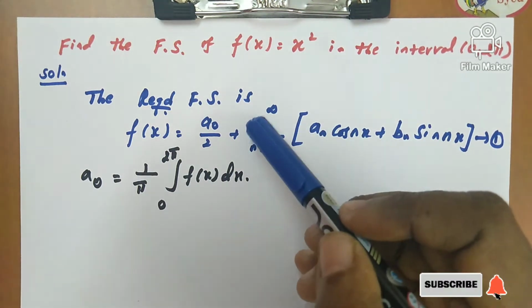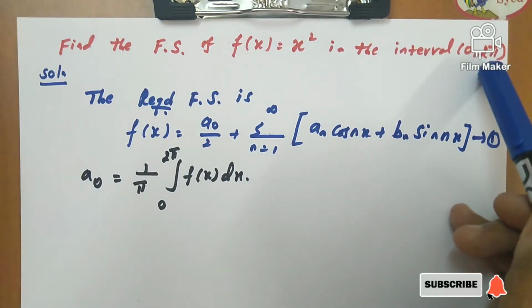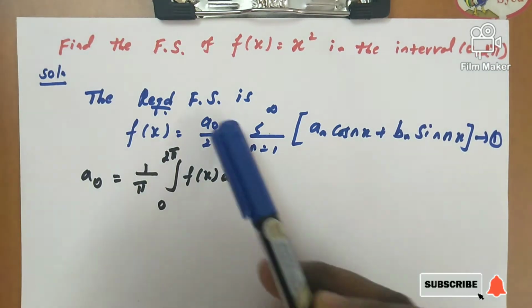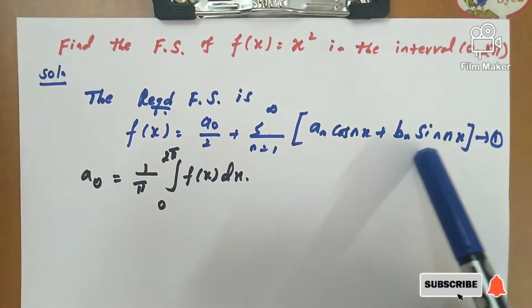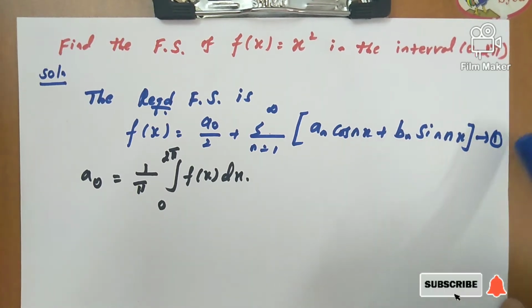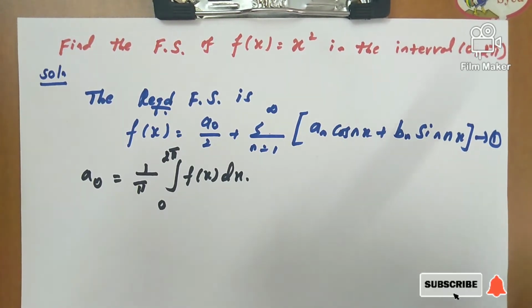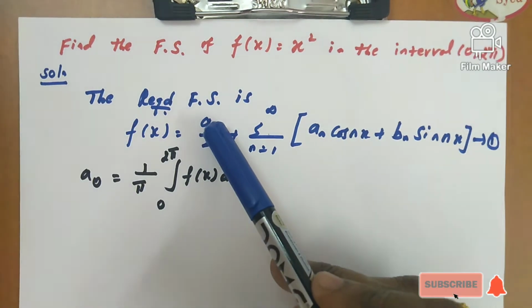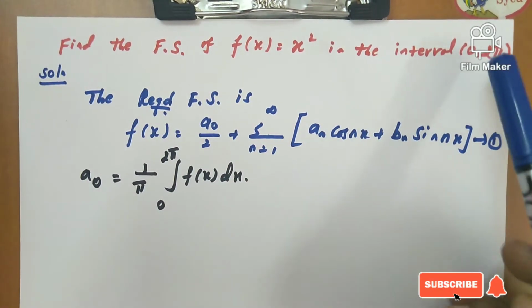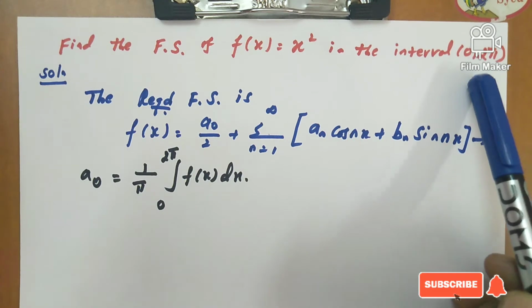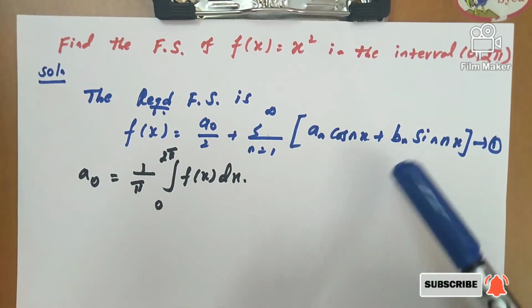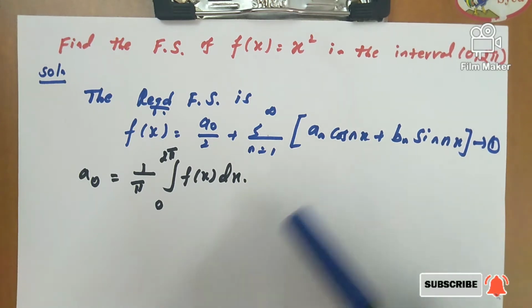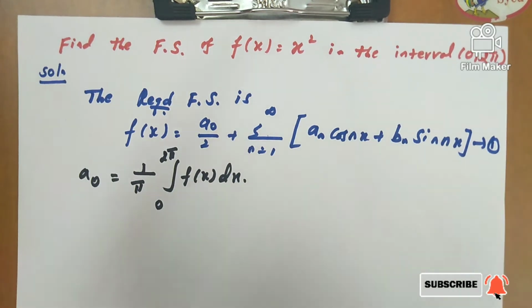We know the Fourier series under the interval 0, 2 pi. So the Fourier series is a naught by 2 plus sigma n equal to 1 to infinity of a n cos nx plus b n sin nx. We will call this equation 1. Now we are going to find the values of a naught, a n, b n in the interval 0, 2 pi with the given f of x. After finding the values of a naught, a n, b n, we go back to equation 1 and substitute those values to get the required Fourier series. This is how the problem is solved.